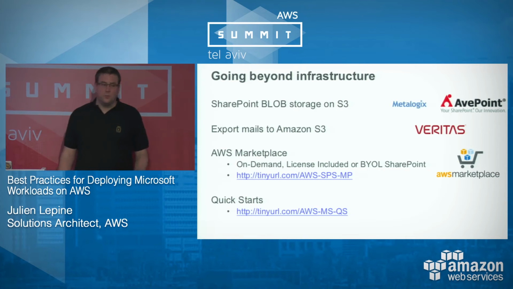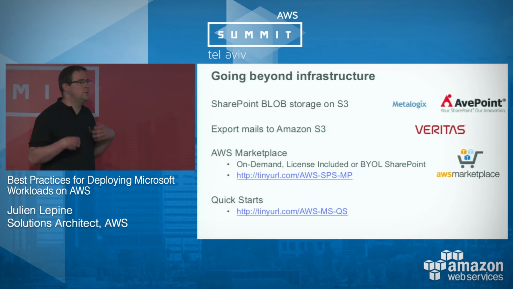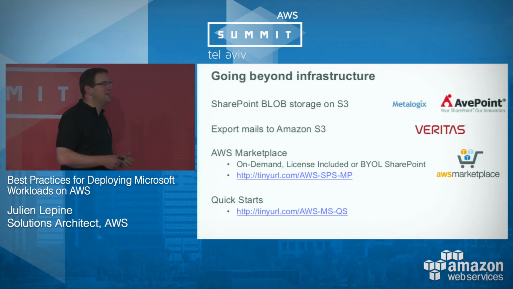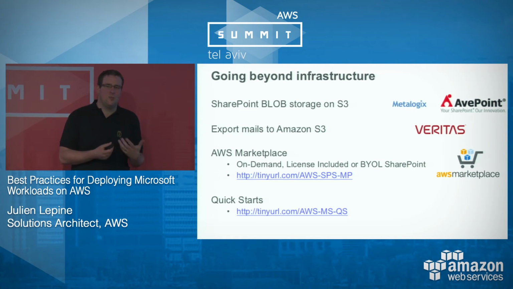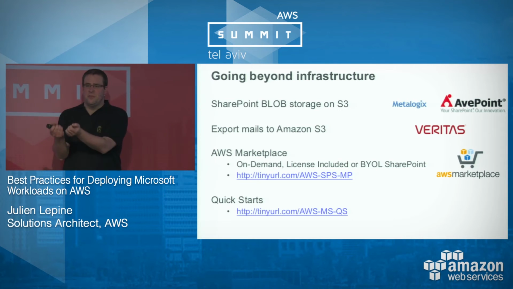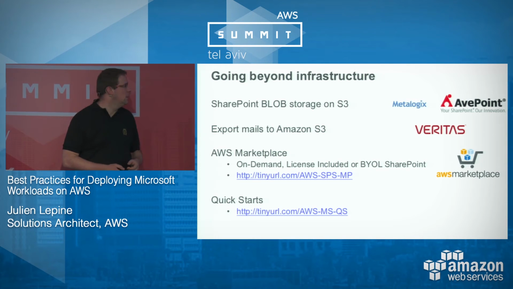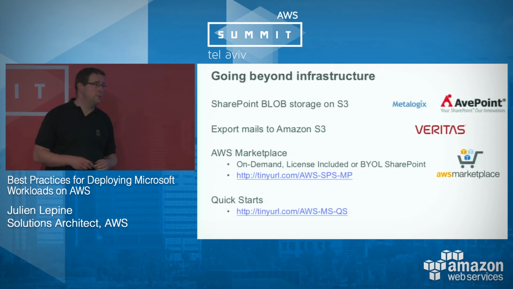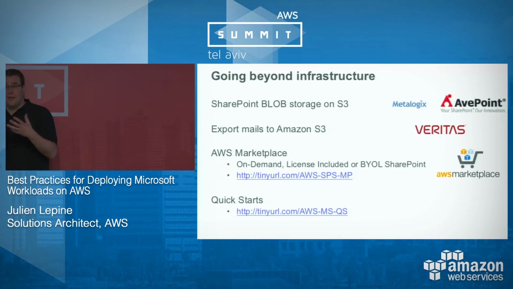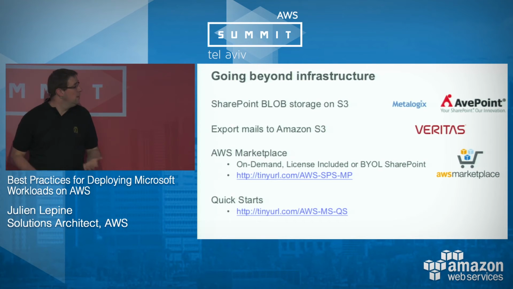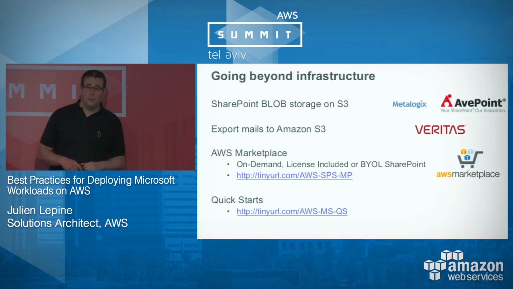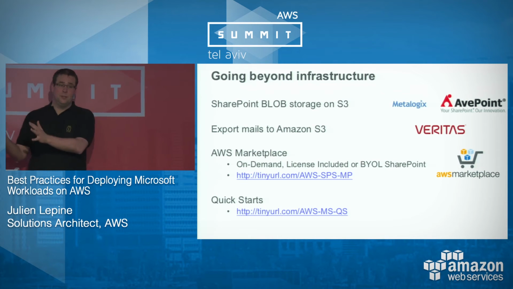So what you may want to do as well, once you've started moving infrastructure to AWS, is say, yes, but I want a SharePoint service. I don't want to have to manage that infrastructure, and I want to have more than just lift and shifting my infrastructure to AWS. So what you can do is start using partners. We have partners such as Metalogix and AvePoint, who do something that is really nice with SharePoint. Instead of having all the files stored in your database, which is the basic model for storing data in SharePoint, you can use Metalogix or AvePoint to move that data directly to Amazon S3.